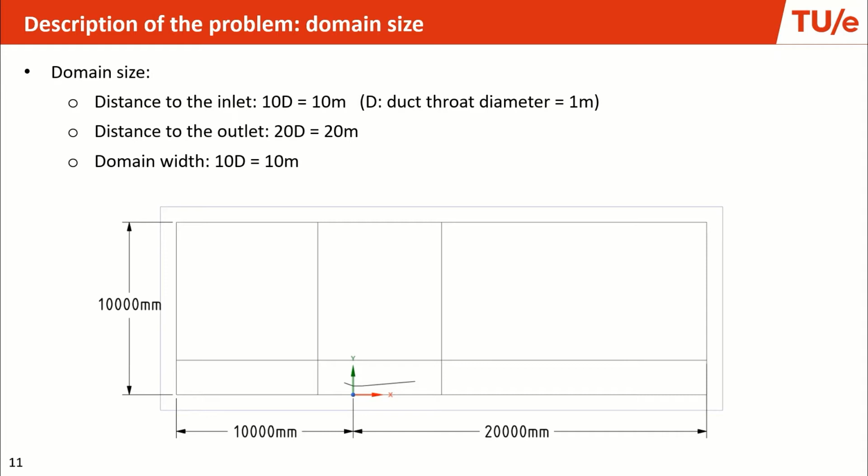The computational domain around the duct is shown here. From the throat beginning, we have 10 diameter, so 10 meter to the domain inlet, 20 diameter, just 20 meter to the domain outlet, and the domain width is 10 meter.